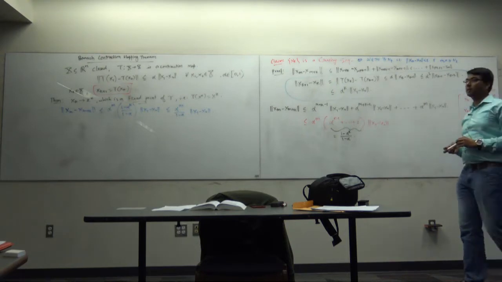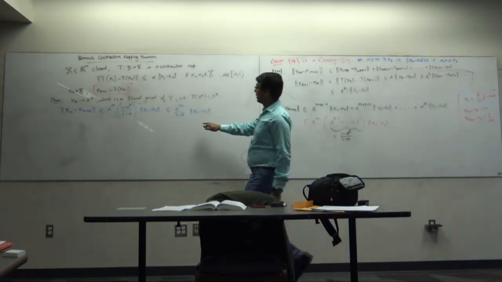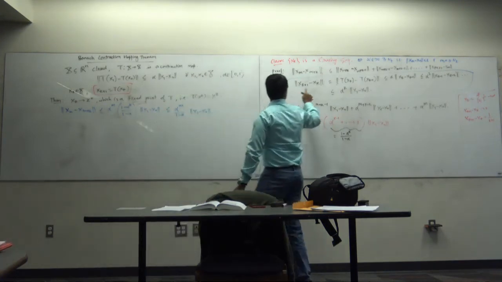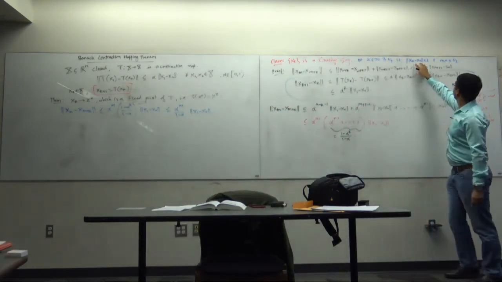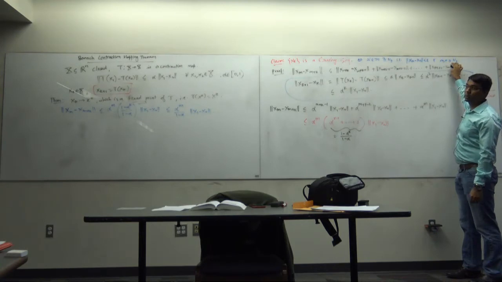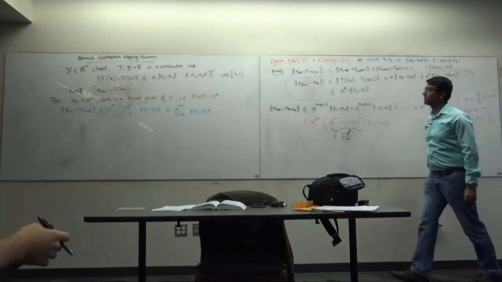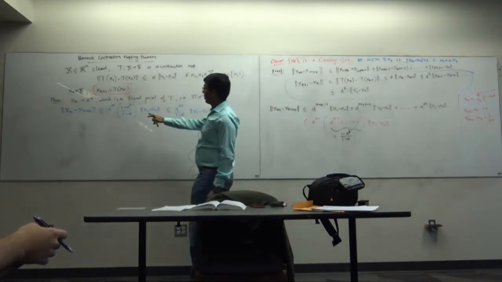Yes? Why is that last step necessary? I get that it's a simplification. I just want to remove the dependence on k. Okay. So remember, here I have to prove it for any m greater than or equal to n epsilon. Right? So I want to remove the dependence on k.